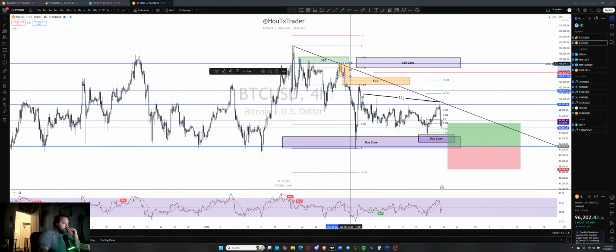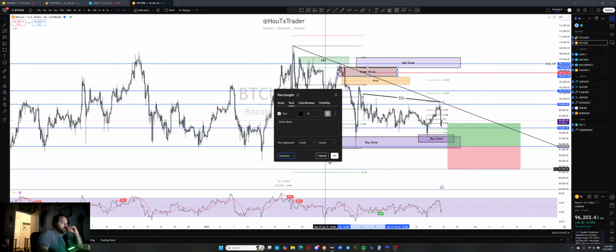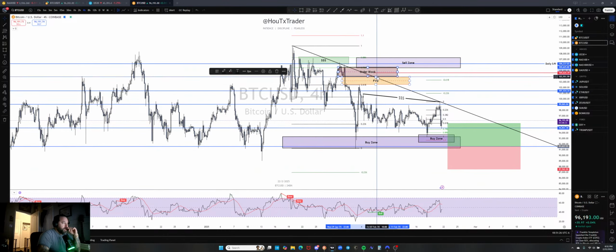And the last two, I can make it a little bit smaller. Last two buy candles are right there before it took off. Then we have an order block. So we come back up and retest that order block, perhaps fill it in, fair value gap, you got liquidity, you got sell zones.